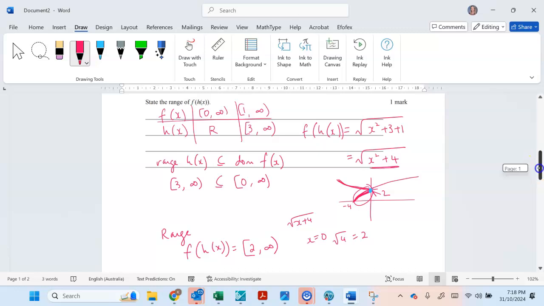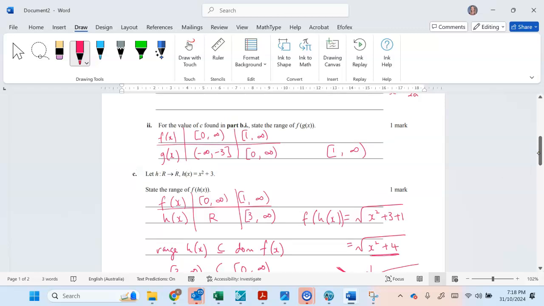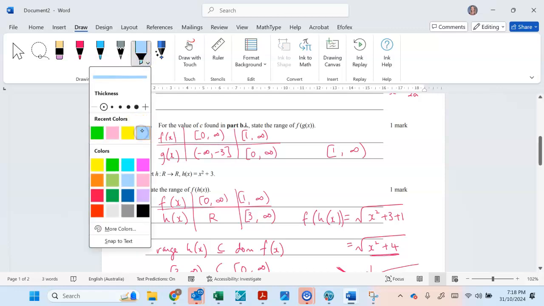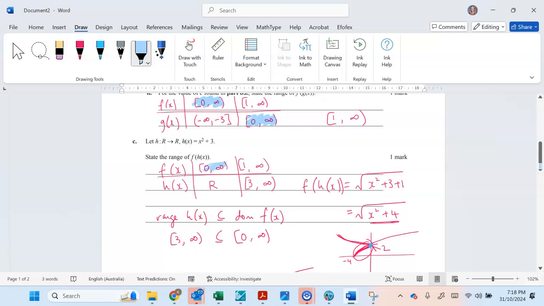Now, just going back up, I wanted to explain the difference, because you're probably thinking, well, in the previous one you said it was the same as the range of f of x. The only reason it is, is because the domain of f of x and the range of g of x are the same. So the range of f of g of x is the same as the range of f of x. Whereas in this one, we can see they're not the same. So we actually have to think about what this graph looks like, and we can do it from there.